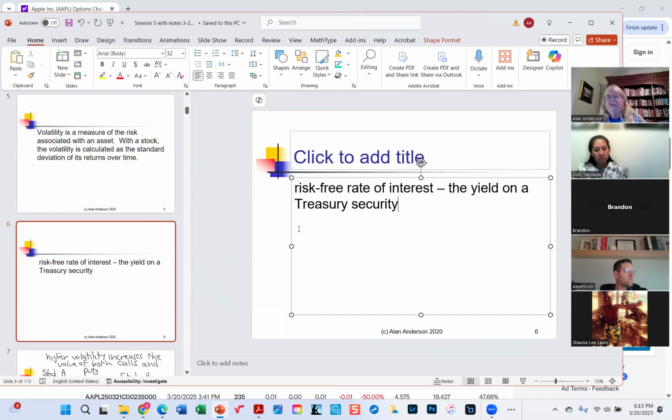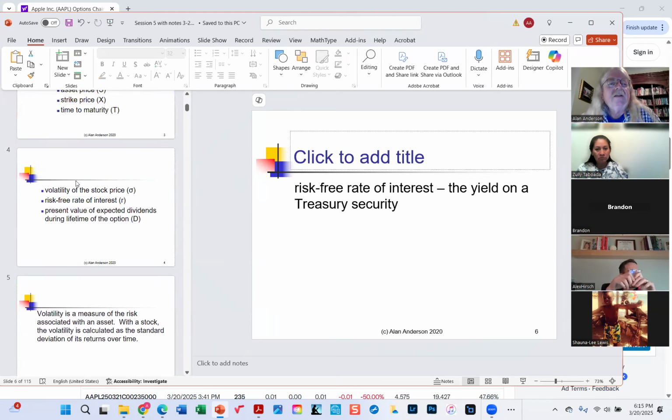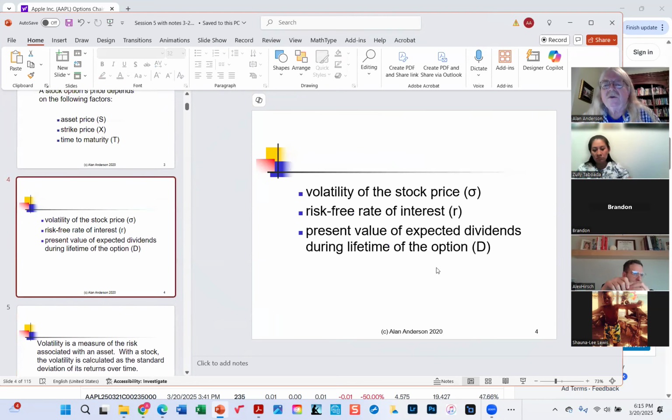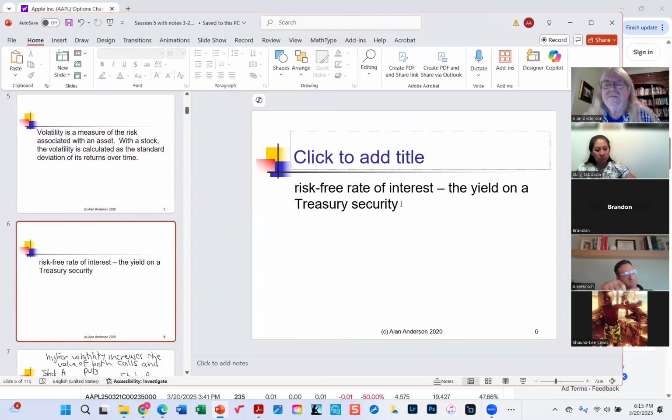Okay, so when you say that word risk-free rate of interest, it's the yield on a treasury security. The maturity of that security depends on what we're pricing. And you'll see this plays a huge role in option pricing theory. It actually plays a huge role in all derivatives pricing. And you'll see why as we go along. And then for stocks, at least, you also may have dividends.